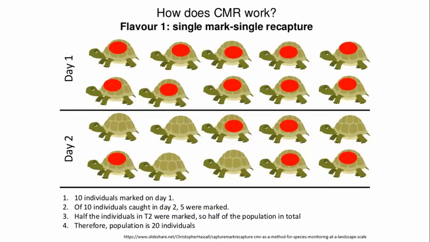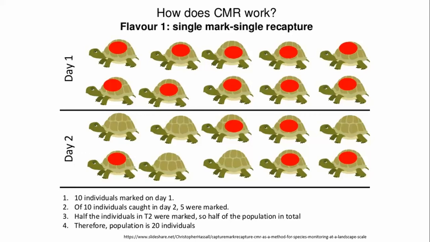Here is capture, and here is mark and recapture. So what happens is you take a number of individuals from a particular environment. You mark them. In this case, we're marking these turtles with some sort of red paint. Then you release them into the environment, and the next day you go out and you capture the same number of individuals.